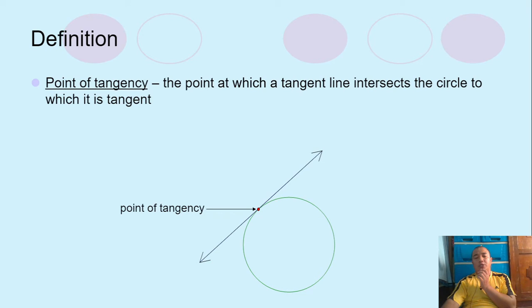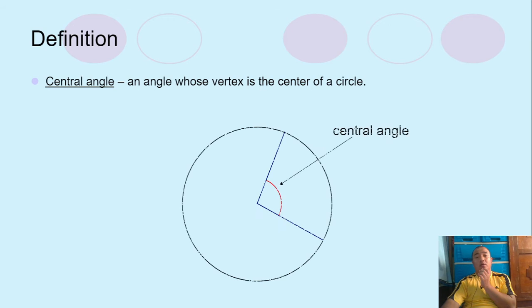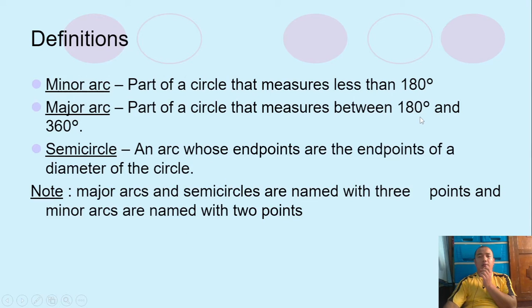That's the point of tangency. Another definition, central angle is an angle whose vertex is the center of the circle and whose sides are two radii. Here you can see this is an angle whose vertex is the center of the circle and whose sides are two radii. So it's what we call central angle.